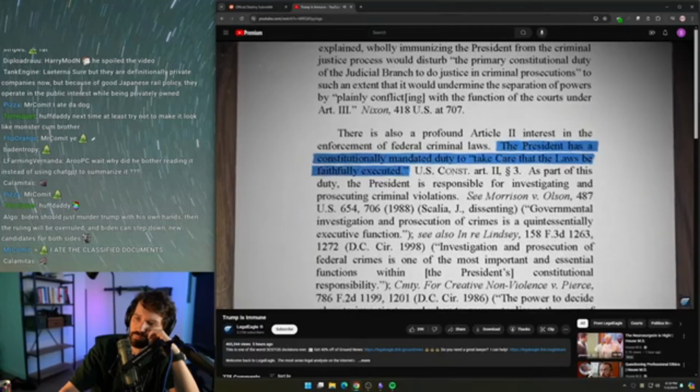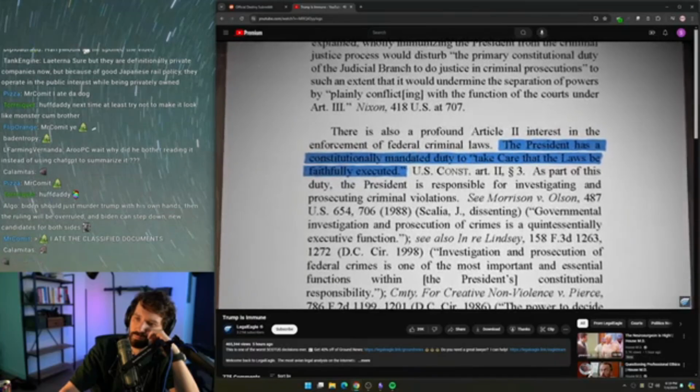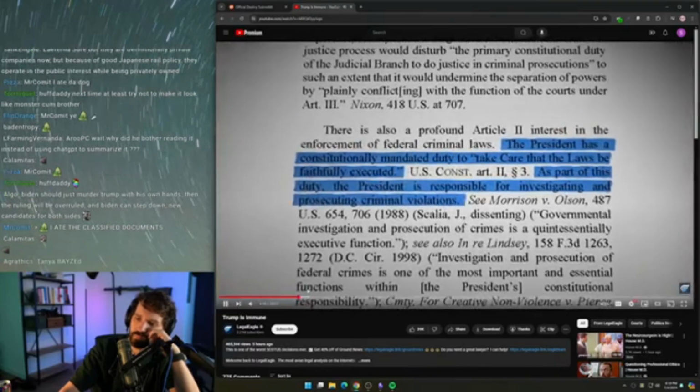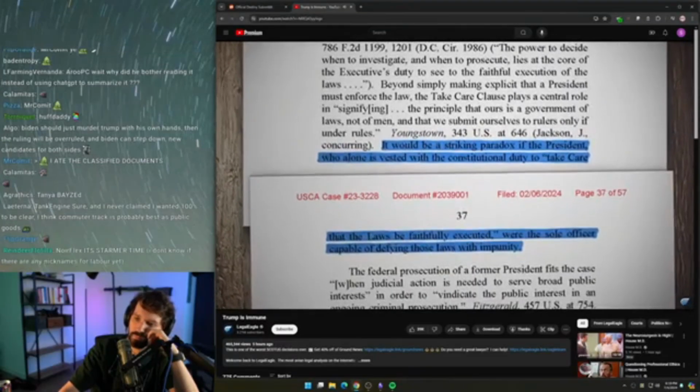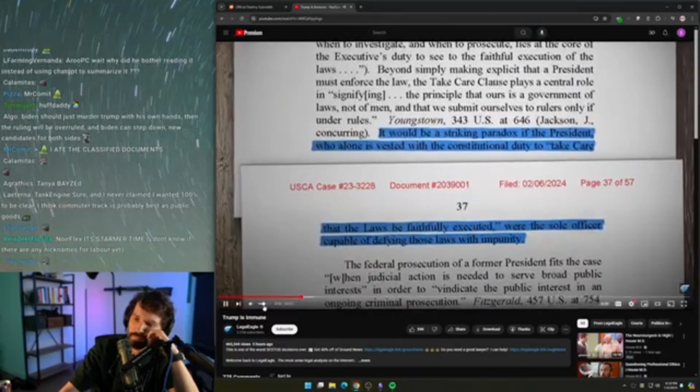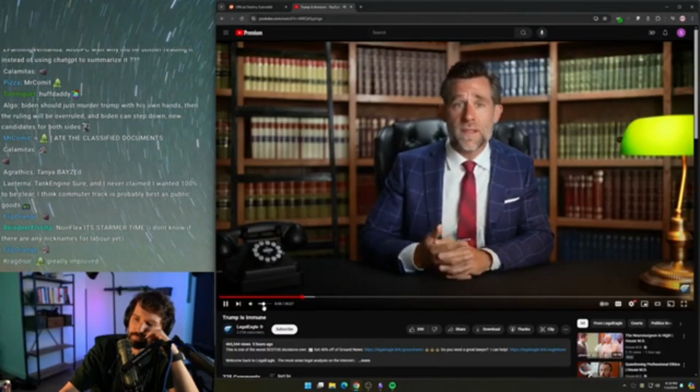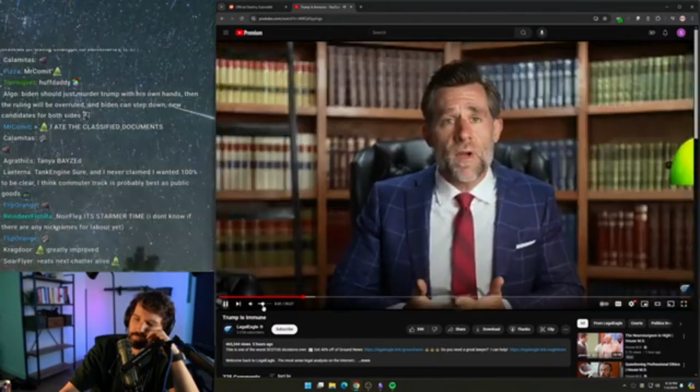Quote, "The president has a constitutionally mandated duty to take care that the laws be faithfully executed. As part of this duty, the president is responsible for investigating and prosecuting criminal violations. It would be a striking paradox if the president, who alone is vested with the constitutional duty to take care that the laws be faithfully executed, were the sole officer capable of defying those laws with impunity." The Circuit Court's decision was widely praised as a well-constructed opinion that came to the only logical conclusion. But then it arrived in the Supreme Court.